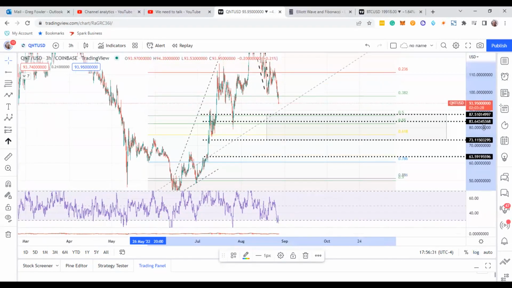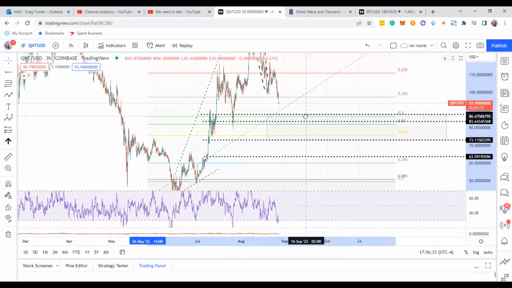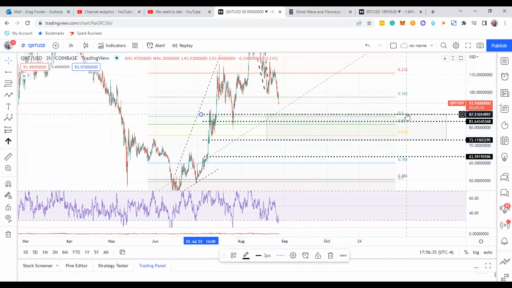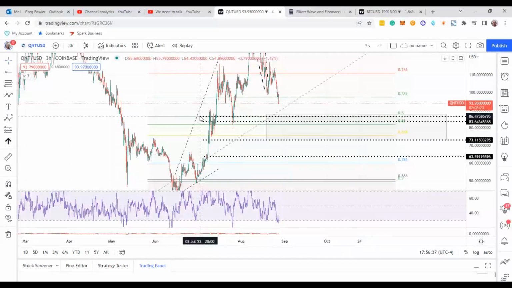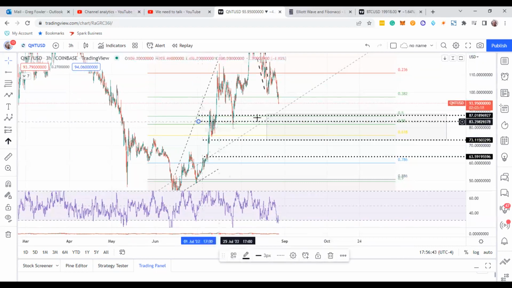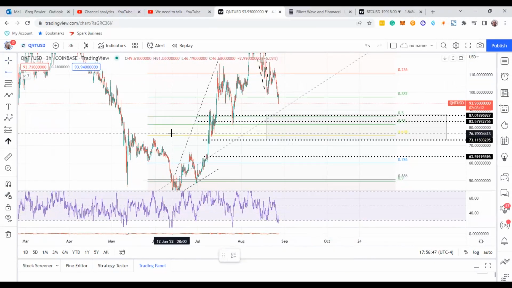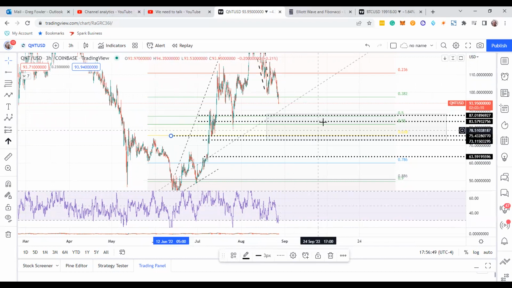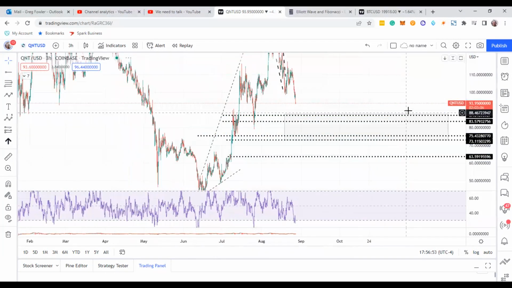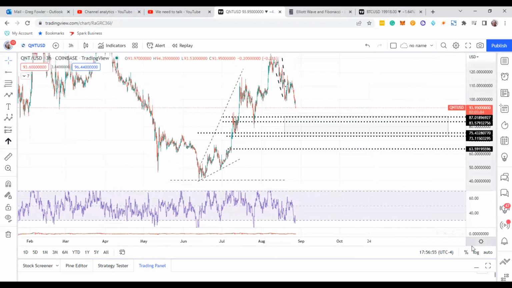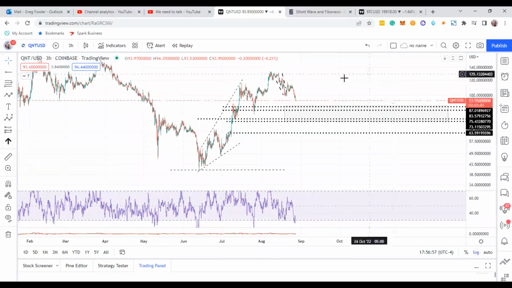50% off of log is right there. Let me see, right there at about 86 to 87, it looks like the low 80s is really going to be the target. And that 0.6182 off of log is another target right there. So really the box area is looking pretty darn good for Quant guys, I would say, in that area.